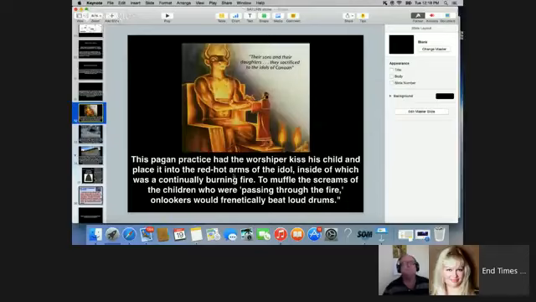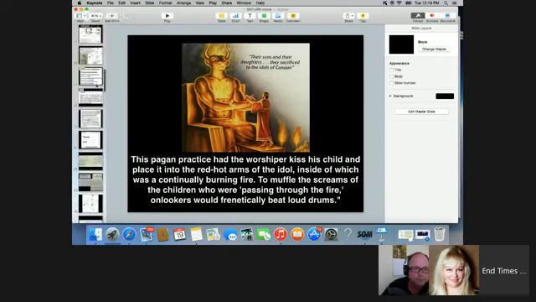But so, here's the pagan sacrifice here. They would play drums to muffle the screams of the children, and this is something that really happened. It is in the Bible, but this is what they did it to. They did it to the temple of Jupiter.